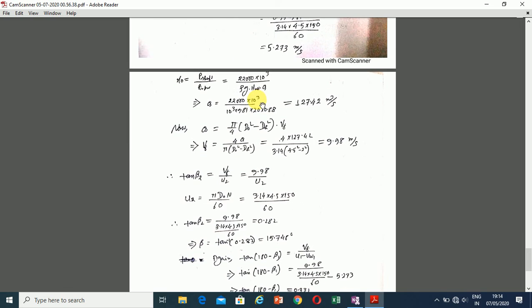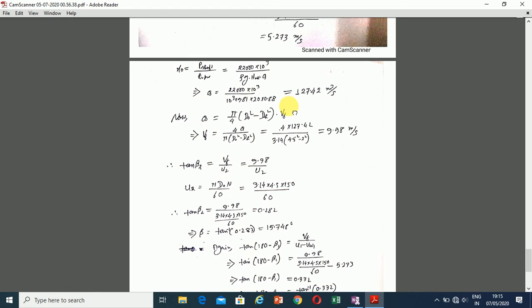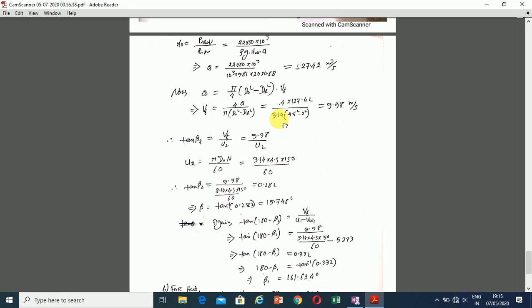Now overall efficiency is given. Overall efficiency is nothing but power output divided by power input. It is the output power given in the question, that is 22,000 into 10 to the power 3, in watt, so rho g H net into Q. From here we can find Q, where rho is 1000, g is 9.81, H net is 20, and efficiency is 88%, that is 0.88. From here we can find Q equal to 127.42 meter cube per second.